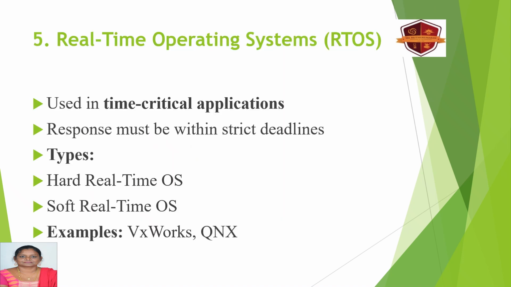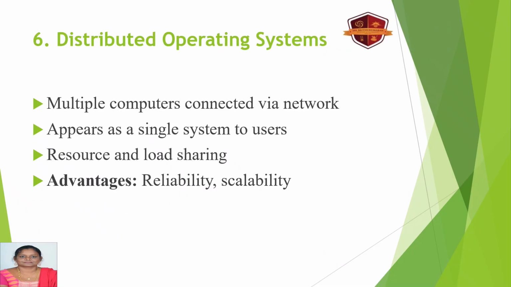And then the real-time operating system. It is used in time-critical applications, and the response of a real-time operating system must be within strict deadlines. The two types of real-time OS are hard real-time and soft real-time. Examples of real-time operating systems are VxWorks and QNX.